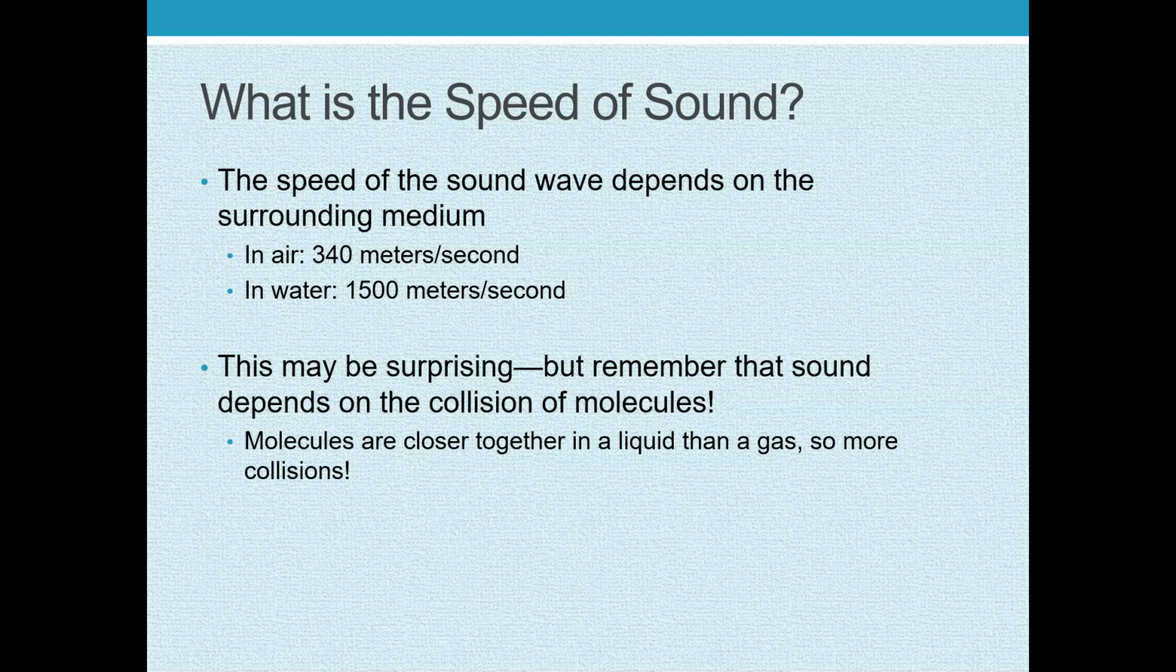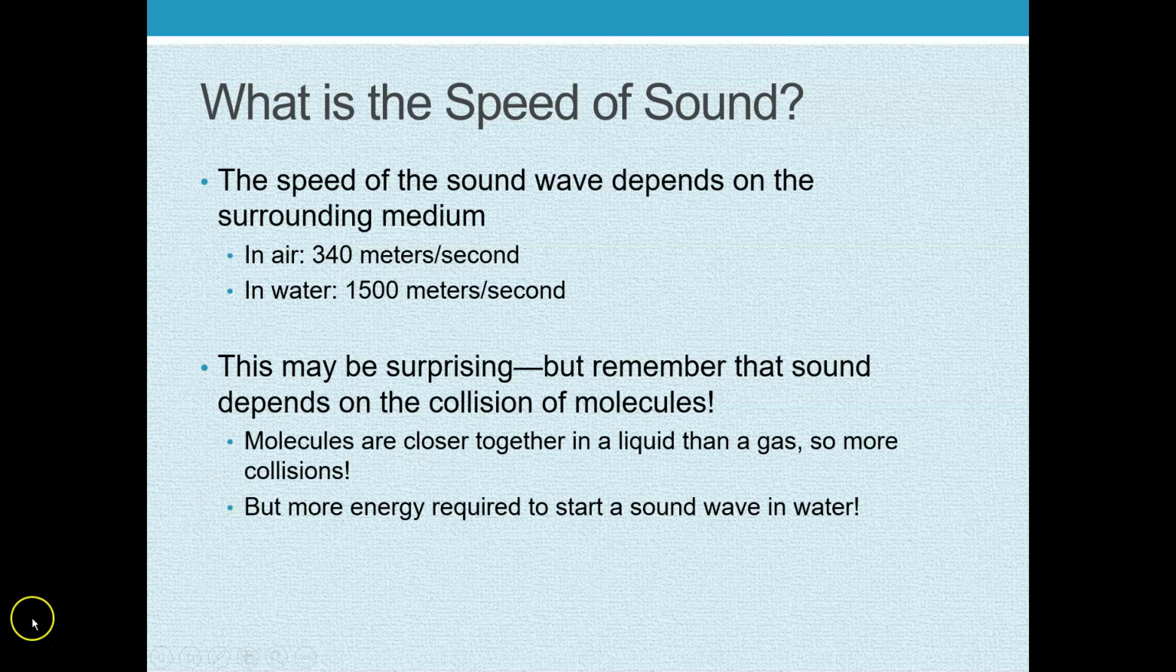So we're going to have more collisions, but because water is a heavier medium, you need to actually have more energy to start that sound wave. And if you're going from air into water, a good chunk of that energy is going to be lost.